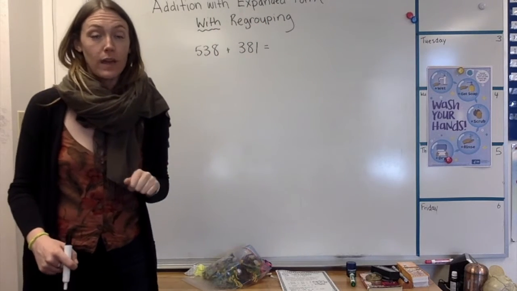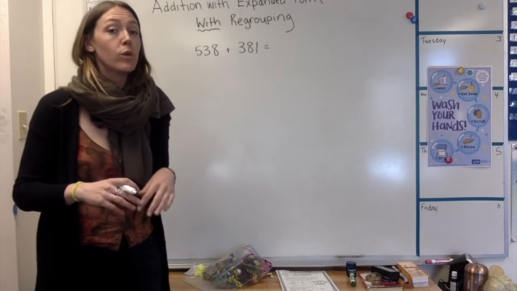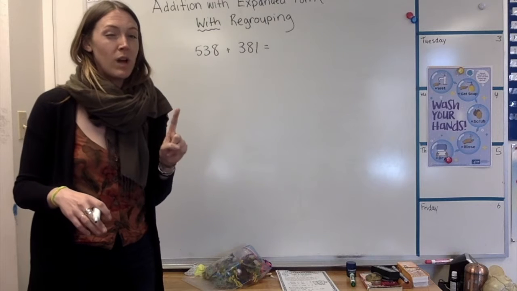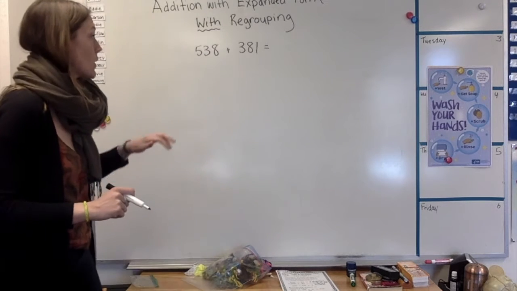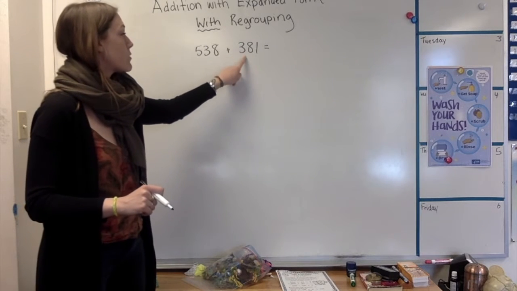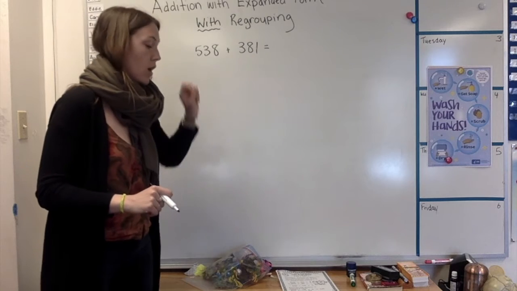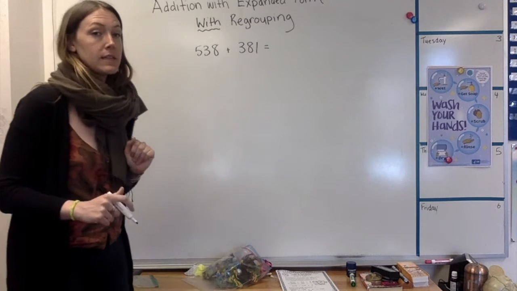I am here now to explain to you how to do addition with expanded form with regrouping. Okay, so it's very similar to how we did addition with expanded form with no regrouping, but there's one extra step which I will walk you through. So the first question we're going to look at is 538 plus 381. Our first step is to write our question in expanded form.